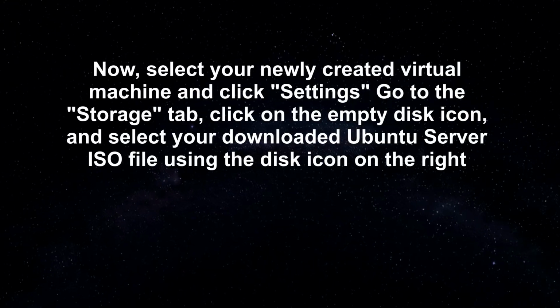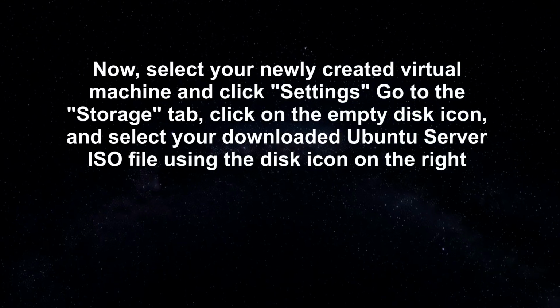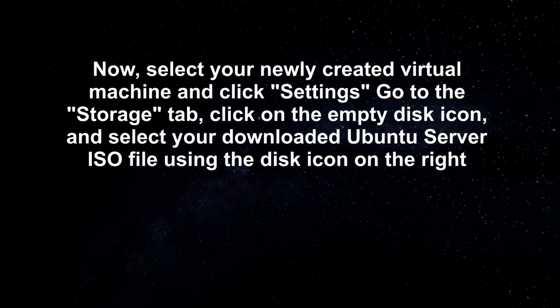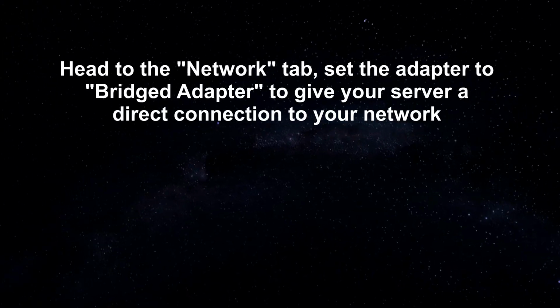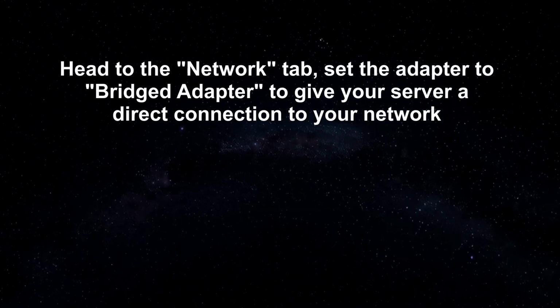Now, select your newly created virtual machine and click Settings. Go to the Storage tab. Click on the empty disk icon and select your downloaded Ubuntu Server ISO file using the disk icon on the right. Head to the Network tab, set the adapter to bridge adapter to give your server a direct connection to your network.